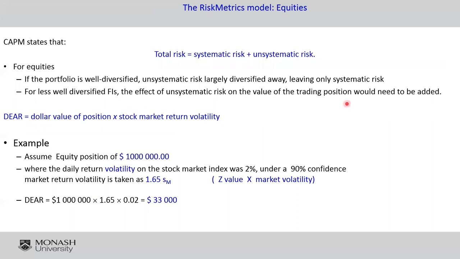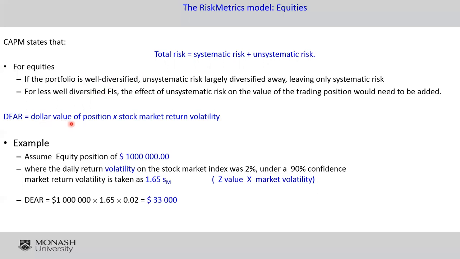So for less well diversified positions, the effect of unsystematic risk on the value of the trading position would need to be added. If you look here, for diversified positions we can largely get rid of the unsystematic risk, and this is the systematic. So both of them have to be added. If the unsystematic is really eliminated, then we will be left only with the systematic risk.